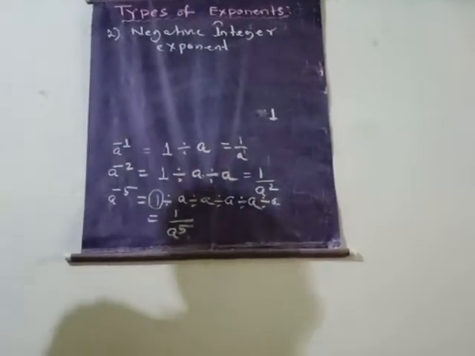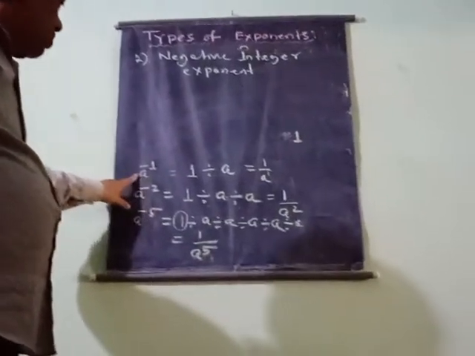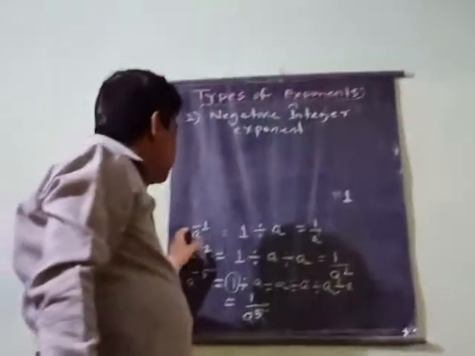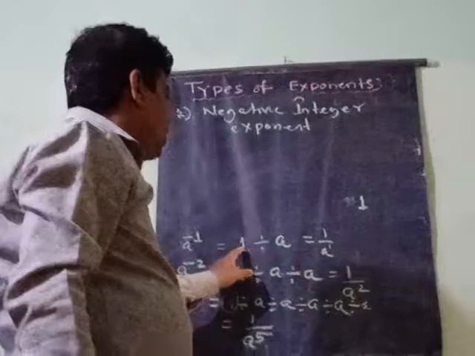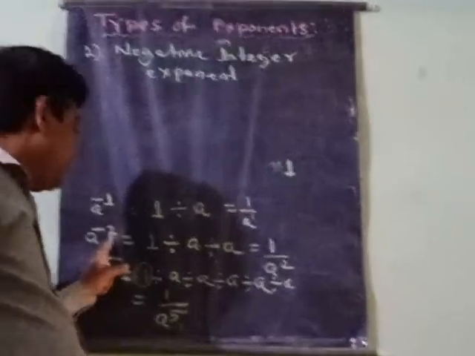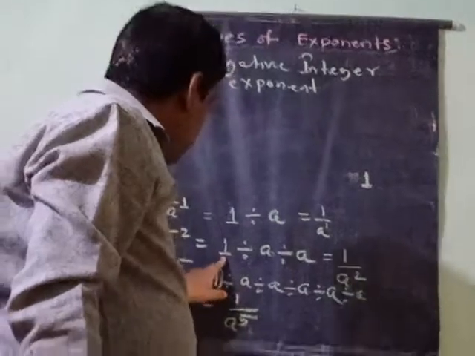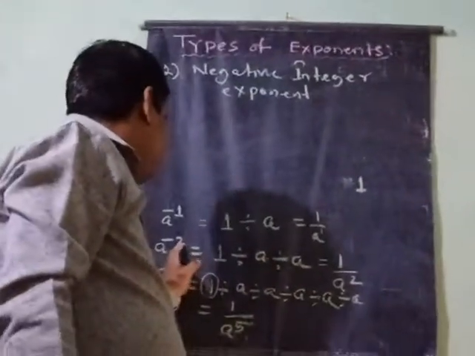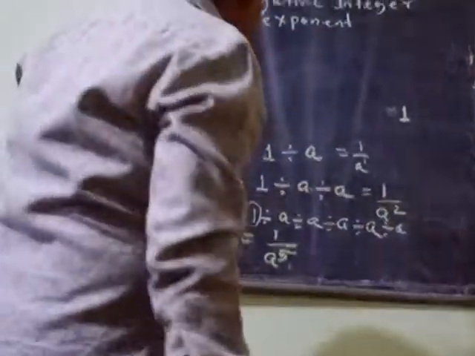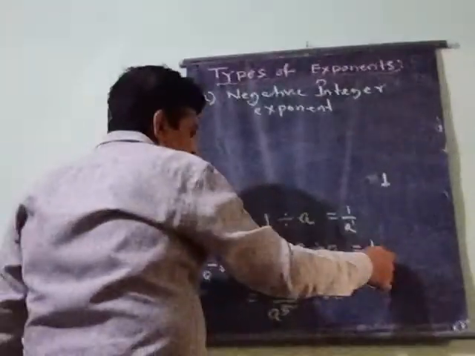Let me again discuss. a to the power minus 1 is a negative exponent which is obtained when 1 is divided by the base. How many times? 1 time. 1 divided by a is 1 upon a. a to the power minus 2 is obtained when we divide 1 by the base. How many times? 2 times, because the power is minus 2. Discarding the negative sign, it will be 2. 1 divided by a divided by a is equal to 1 upon a square. So a to the power minus 2 is equal to 1 upon a square.